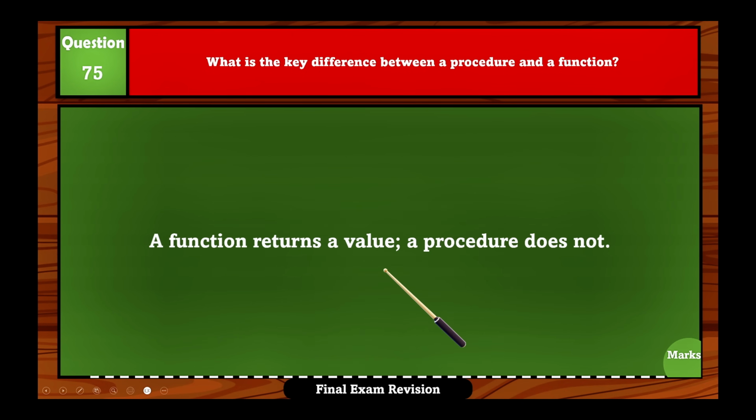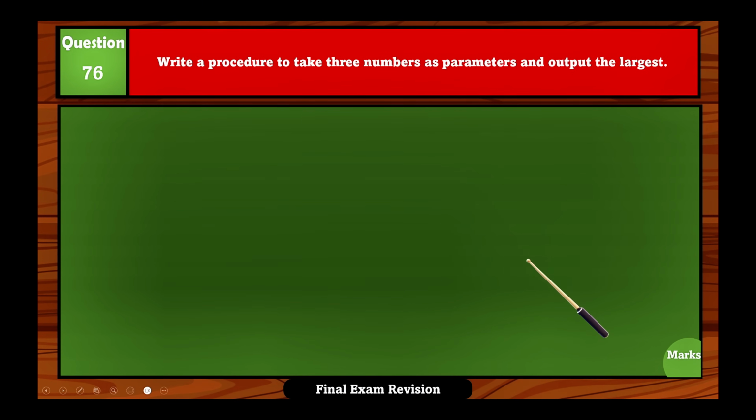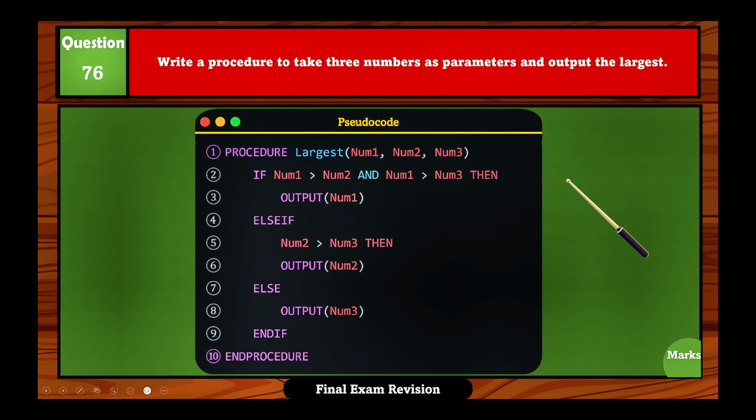So a function returns a value while a procedure does not return any value. Write a procedure to take 3 numbers as parameters and output the largest. Okay, so let's see how you write the procedure.